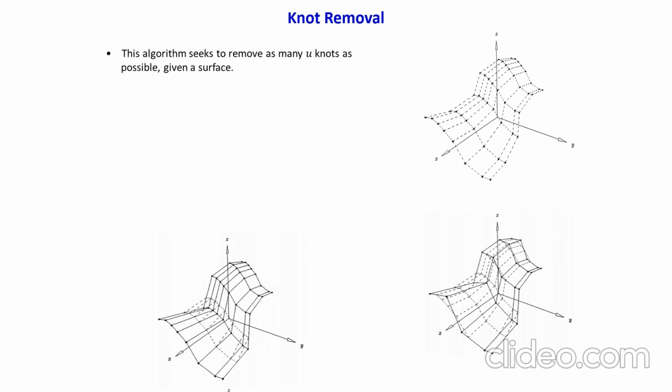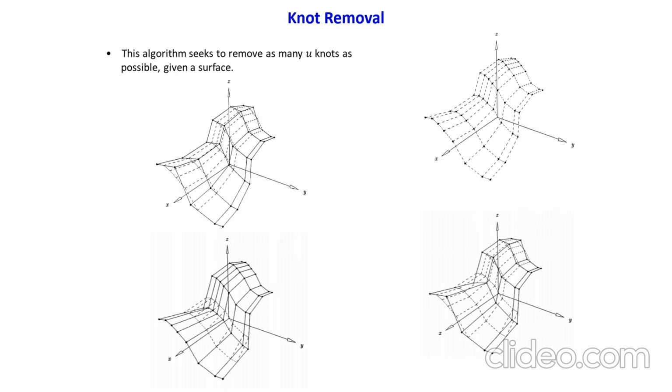The last knot removal algorithm we will discuss is surface knot removal, where we attempt to remove as many knots as possible from a given surface. As before, the first image is the original surface. We then remove the triple knots here in the U direction to create a new surface with this more folded pattern. The next image removes just one knot in the V direction, forcing this other V knot to shift downward. Finally, we show how the surface is altered if knots are removed in both directions.